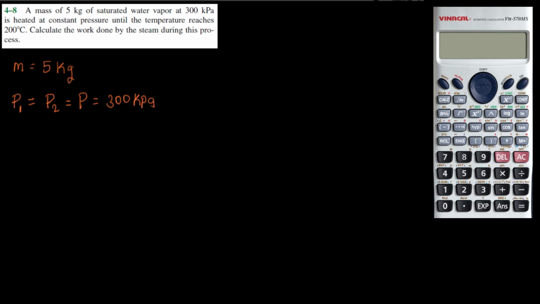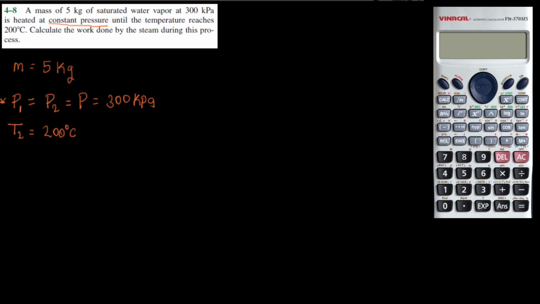So we knew this information from the question statement because the question stated that the saturated water vapor is heated at constant pressure. So the pressure here is constant until the temperature reaches 200 degrees Celsius. So now we know that it's 200 degrees Celsius. Okay. Calculate the work done by the steam during this process.